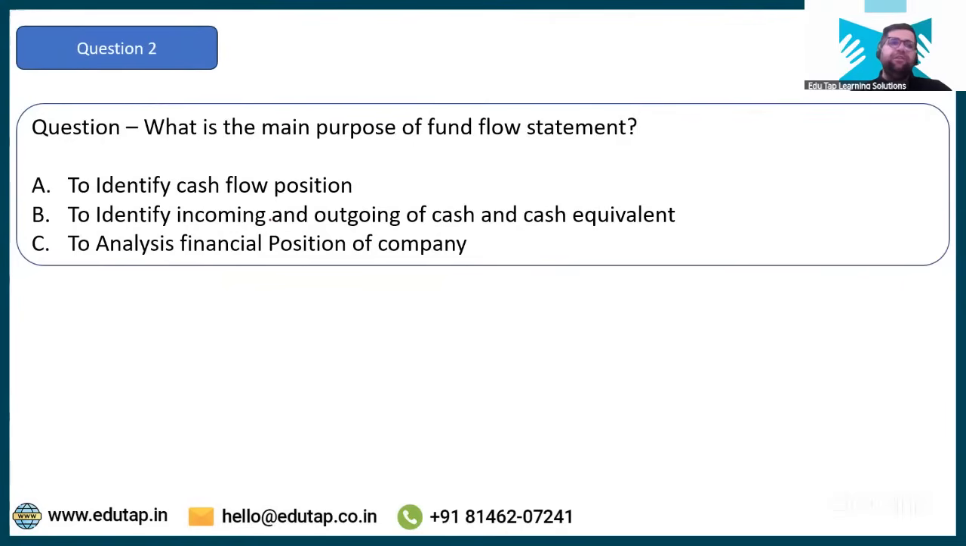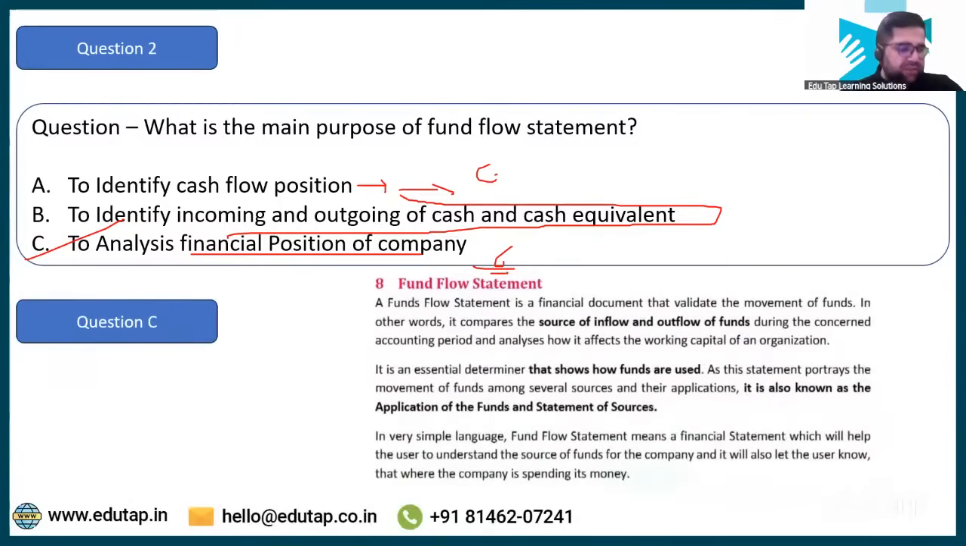So the main purpose of fund flow statement is to understand the overall financial position of the company. Because to identify cash position, to identify the incoming and outgoing of cash and cash equivalent, these are the functions of your cash flow statement and not of your fund flow statement. In fund flow statement, you try to check what are the sources of funds and application of funds, which basically tells you about the financial position. So the answer will be option number C over here, according to me.